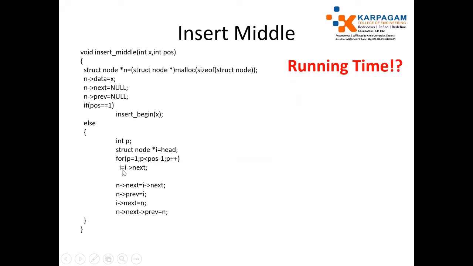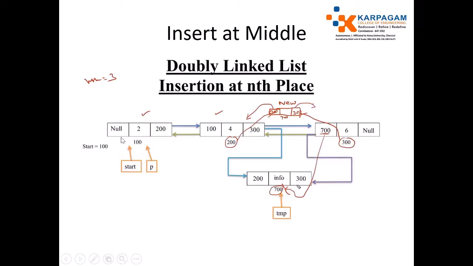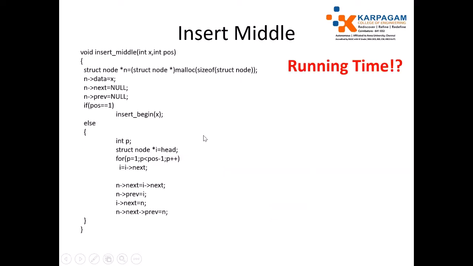Just to move the pointer to the next node. Initially it was pointing to the first node. If you wish to move to the next node, you have to give i equals i of next. Then new node of next. These 4 processes you have to know. I just tell new node of next equal to i of next.